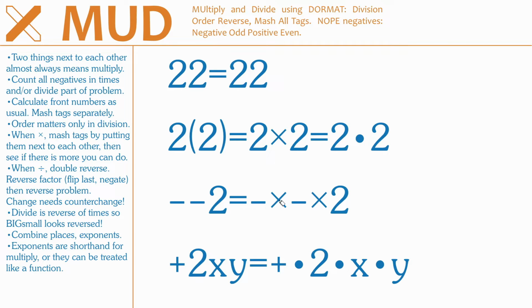You could also put dots in here. You could also use parentheses if you want. Wrap everything inside parentheses, stick those parentheses next to each other, and that means multiply. Okay, and down here, our last one, positive 2xy is positive times 2 times x times y. So, a little bit of notation.